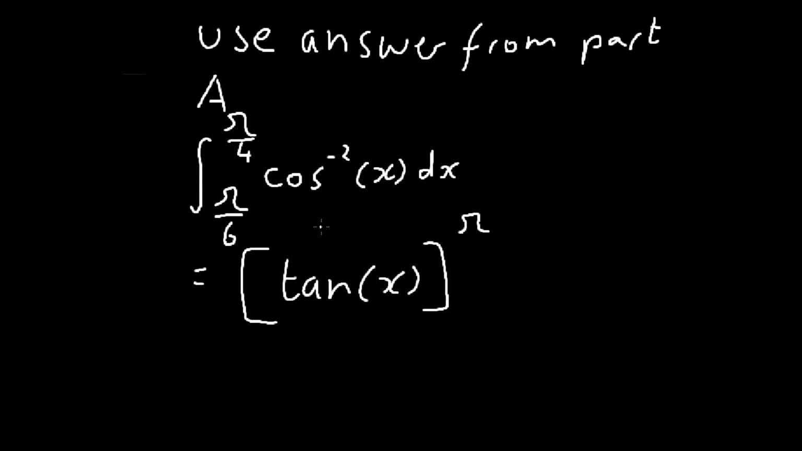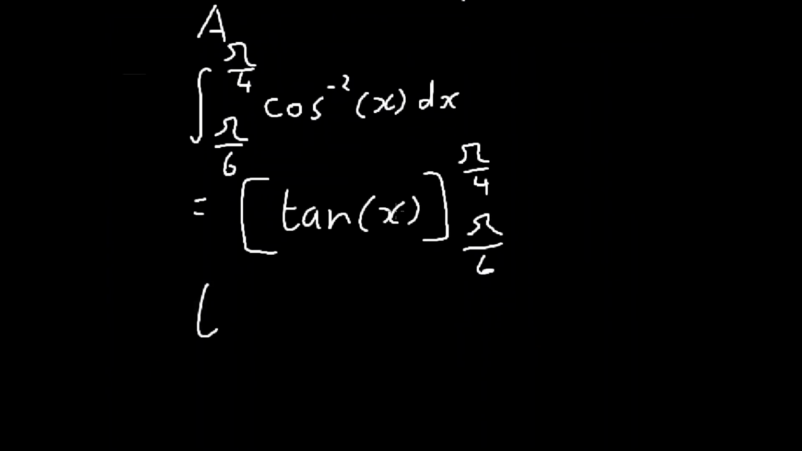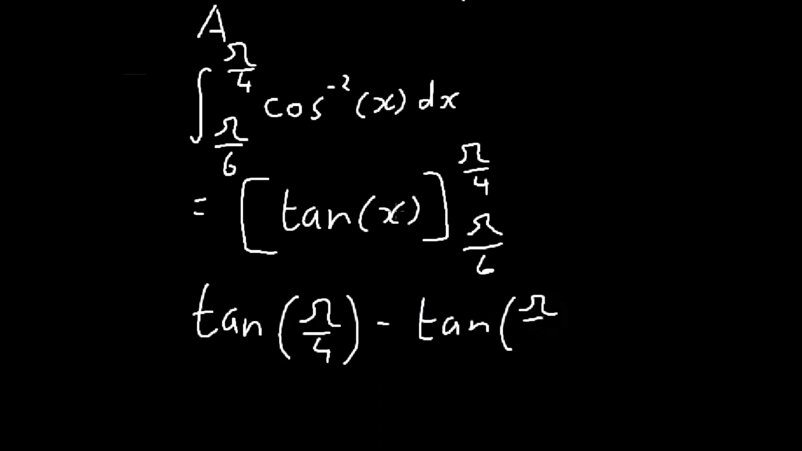And then we can put everything at the top here. So this is our definite integral. So now we substitute the top and minus the bottom. So we're going to put in tan pi on 4 minus tan pi on 6.